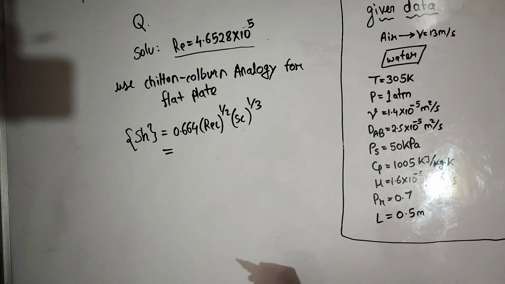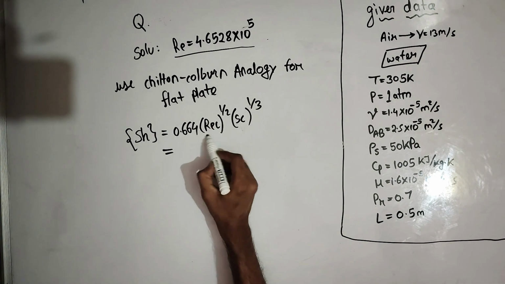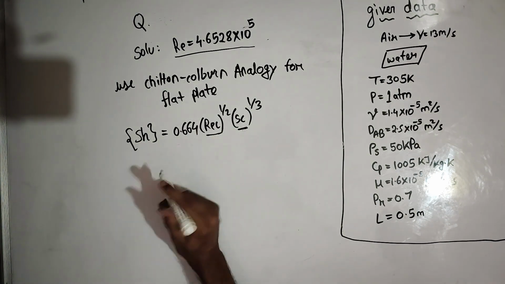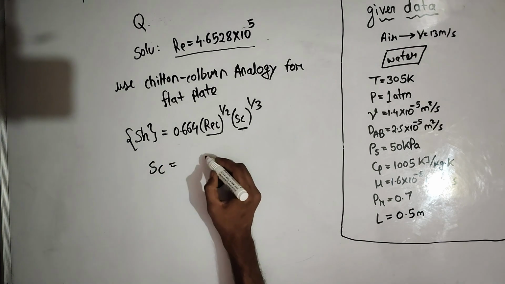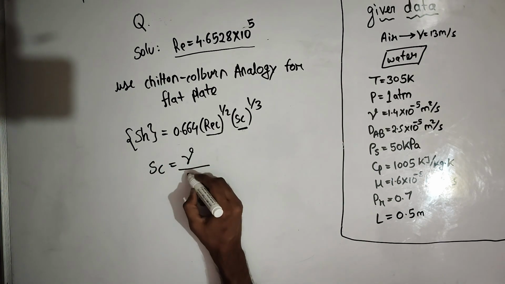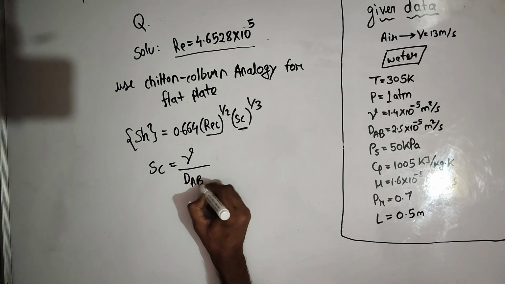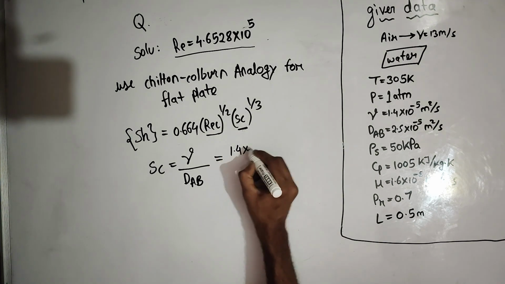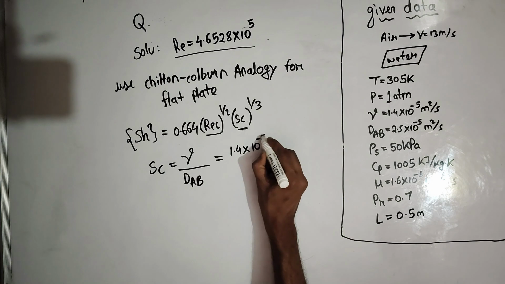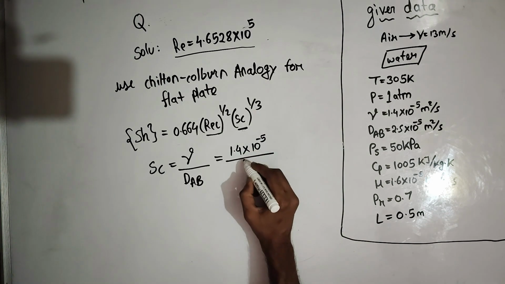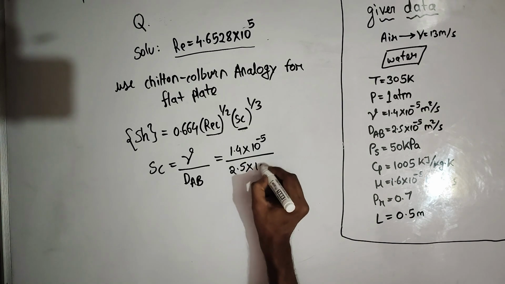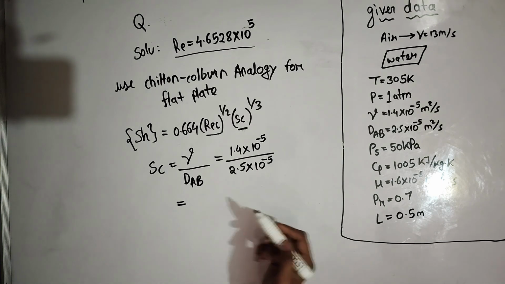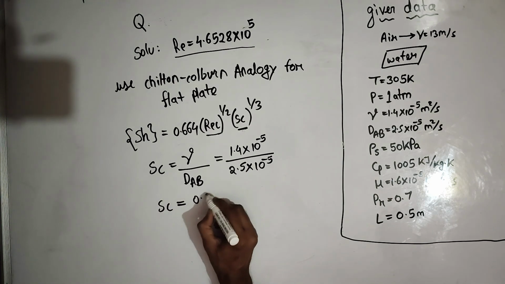From this equation, we have Reynolds number, but we don't have Schmidt number. So first we will find the Schmidt number. Schmidt number is given by kinematic viscosity upon diffusivity. In our question, we are given kinematic viscosity as 1.4 into 10 raised to power minus 5 meter square per second, and diffusivity is 2.5 into 10 raised to power minus 5. After solving this, we get the Schmidt number as 0.61.